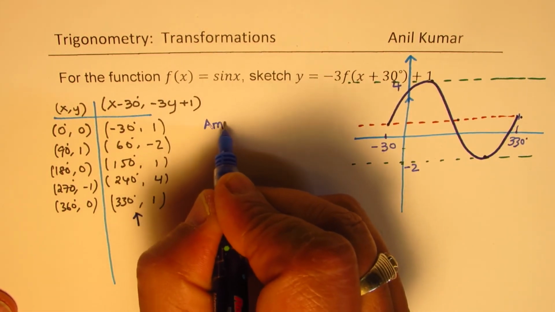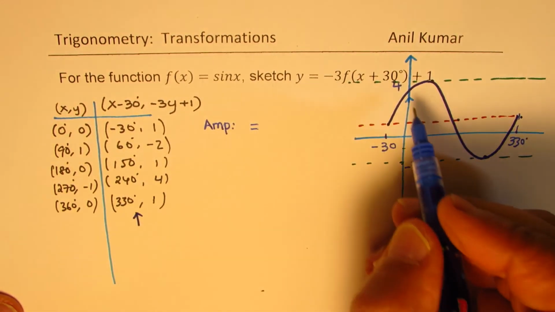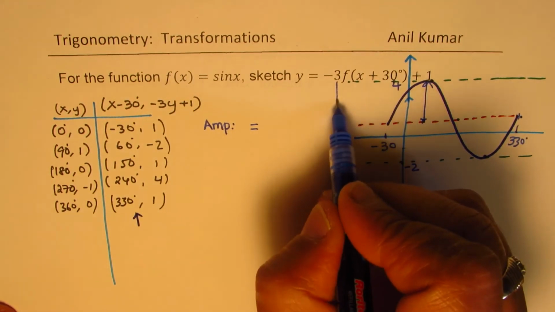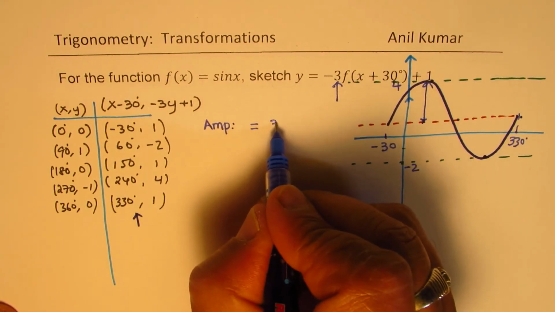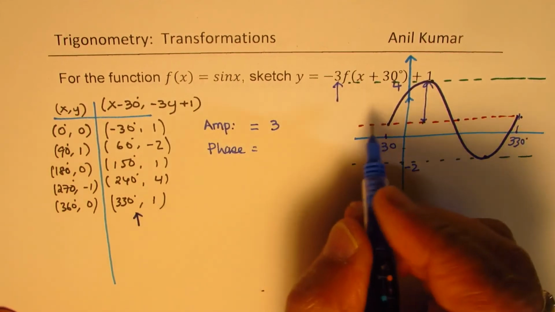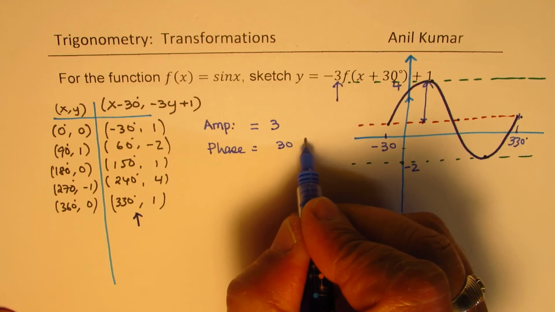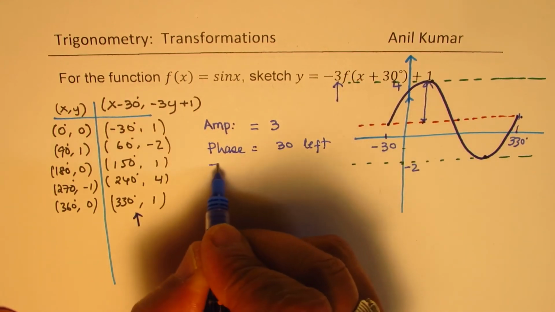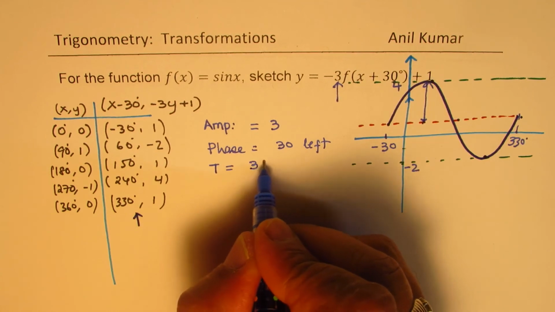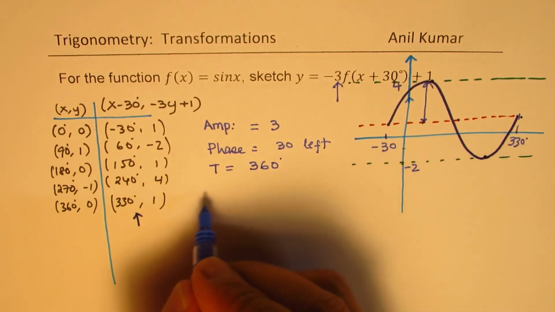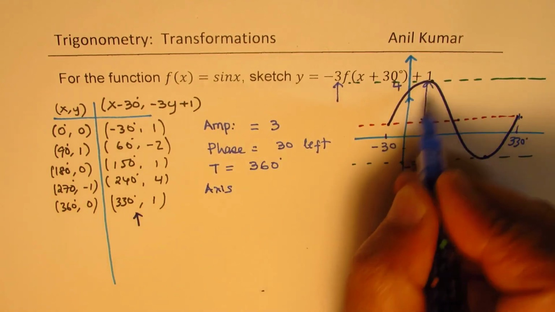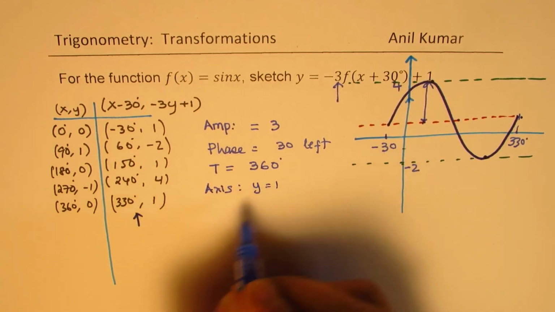So we have amplitude, which is equal to this distance, which is 4 minus 1, or equal to 3, correct? So we have an amplitude of 3. Phase shift is 30 units left. Time period is the same, 360 degrees. Now, as far as the axis is concerned, it is at y equals 1.